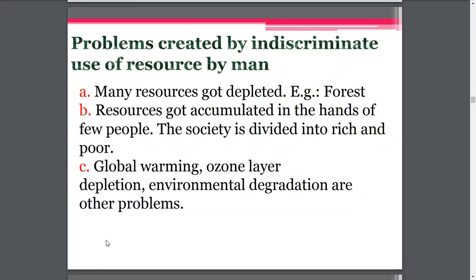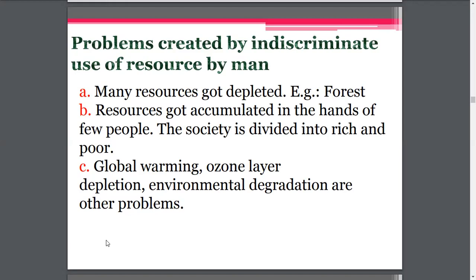Next one: problems created by indiscriminate use of resources by man. As I told you earlier, when we were explaining renewable and non-renewable resources, we should always use the resource up to only our need. We should not use anything under greed. It should always be under need.